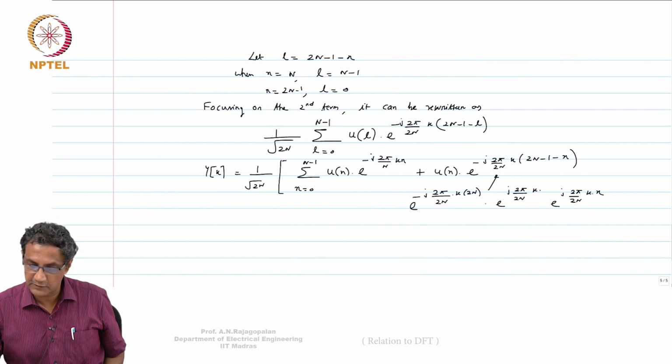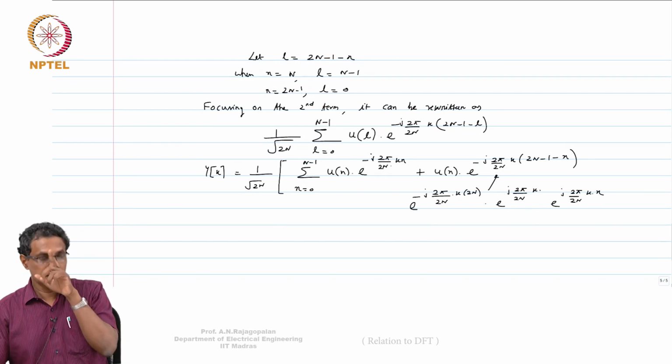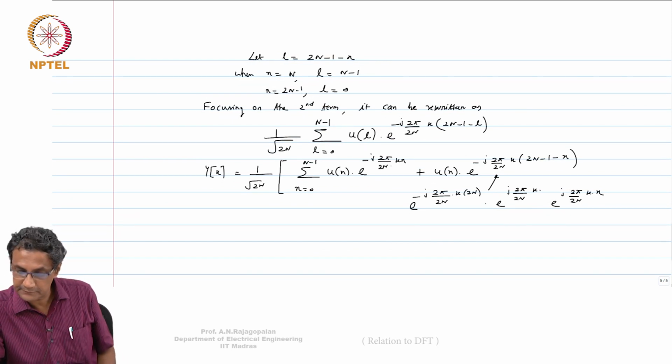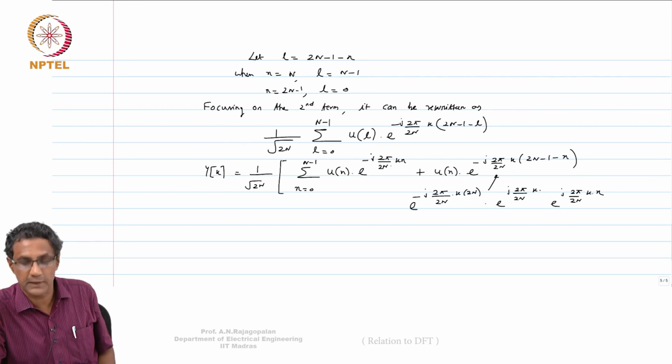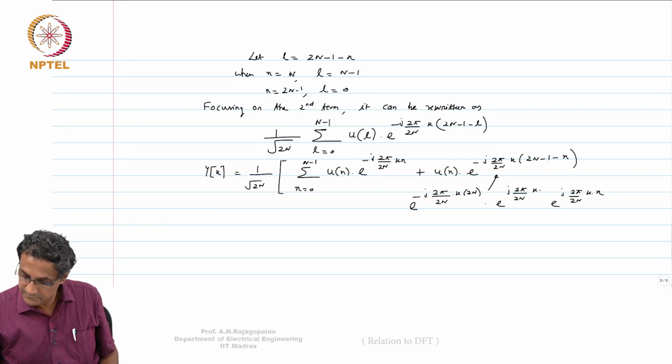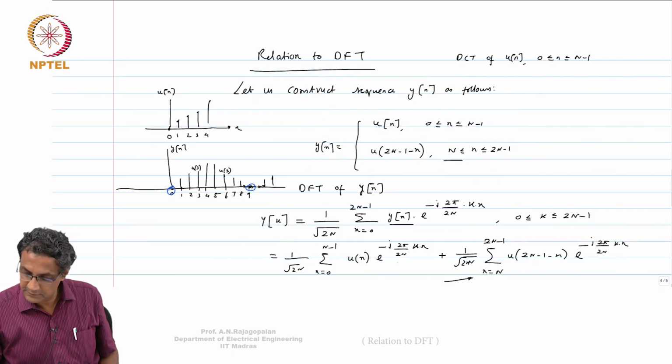Oh, you mean to say here? Yeah, thanks, I missed that. Yeah, that has 2 pi by 2n. Yeah, here it is 2 pi by 2n.